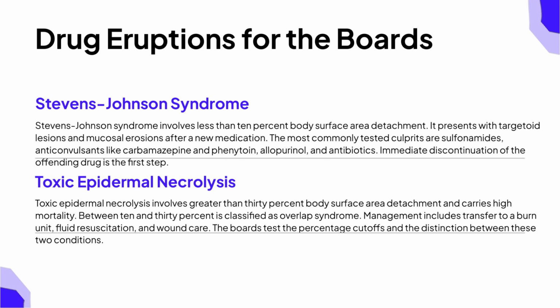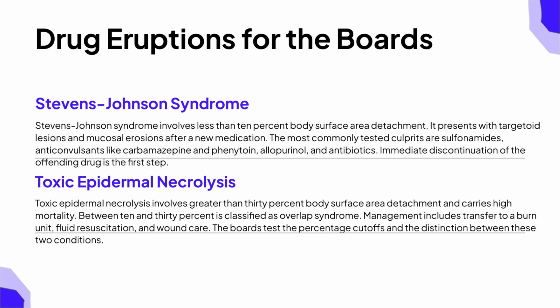Now let us cover drug eruptions, specifically Stevens-Johnson syndrome and toxic epidermal necrolysis. These are among the highest yield dermatology topics on the boards. Stevens-Johnson syndrome involves less than 10% body surface area detachment. It presents with targetoid lesions and mucosal erosions after starting a new medication. The most commonly tested culprits are sulfonamides, anticonvulsants like carbamazepine and phenytoin, allopurinol, and antibiotics. The immediate first step is always to discontinue the offending drug.